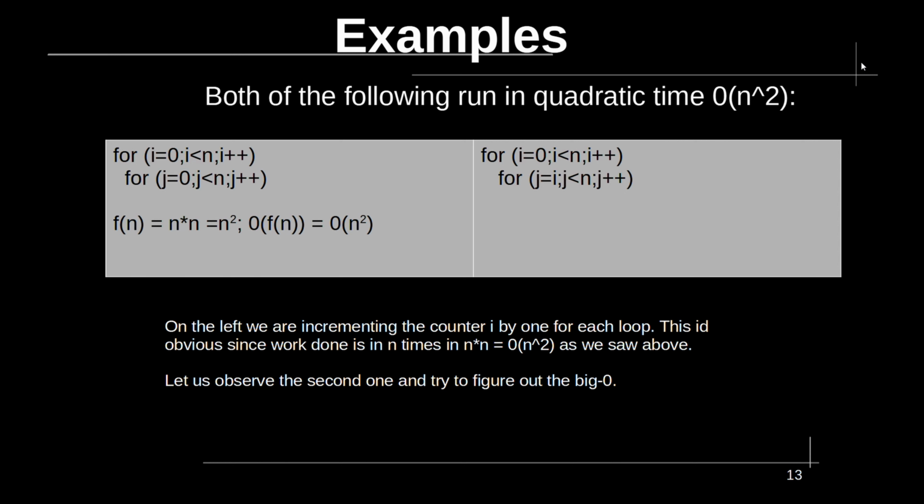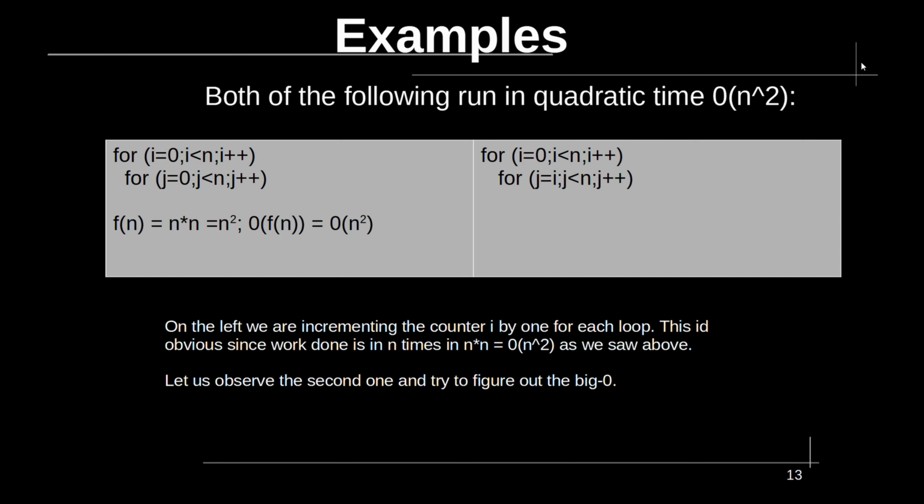But let us observe the loop on the right hand side. Here we have changed the second loop, by which I mean for j is equal to i; j less than n; j plus plus. And as you can see, j goes from i instead of 0 as compared to the loop on the left hand side.